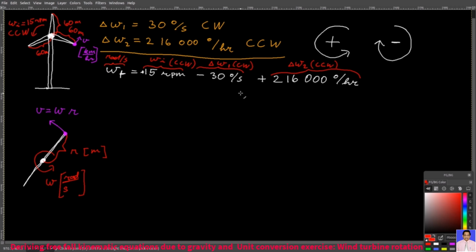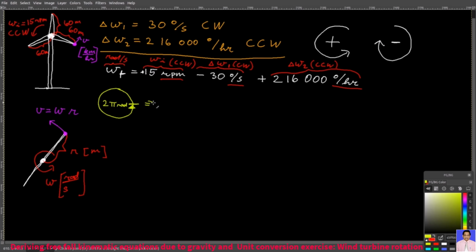However, in this form, it doesn't make sense because each term has different units. So first of all, we need to convert all terms to one unit only. Since the final answer needs to be in radians per second, we might as well make all the terms radians per second. And we know that one full circle, in radians, is 2 pi radians.